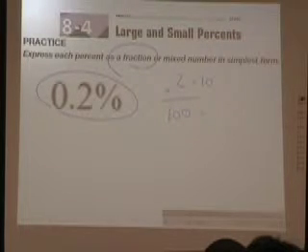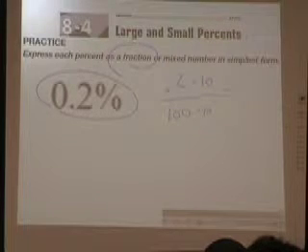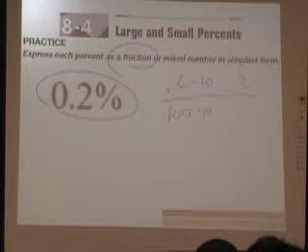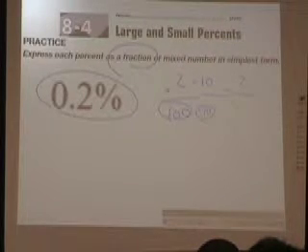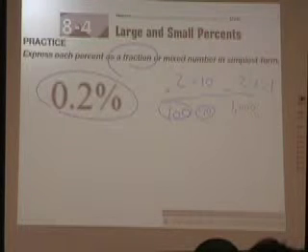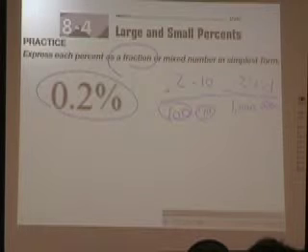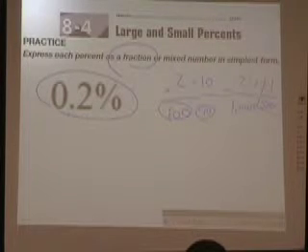So we want to move it 1, so we multiply the top and bottom by 10, and that's going to equal 2 over what, Jeremy? 10. No. 100. What's 100 times 10? 1,000. Now we got to reduce. Divide the top by 2, and that equals 1. Divide the bottom by 2, and that's 500. So 0.2% is what as a fraction? 1 over 500.